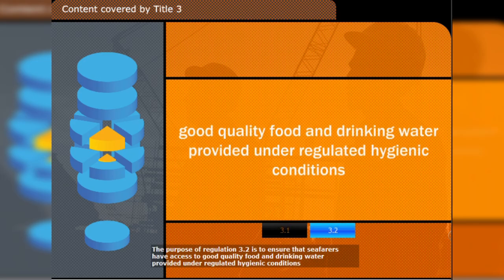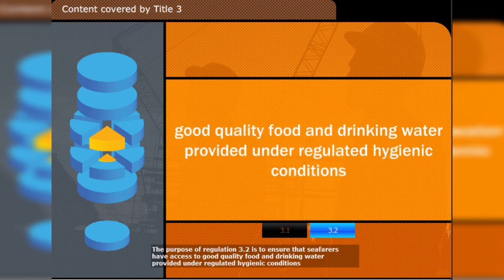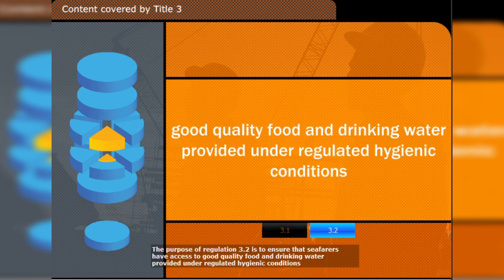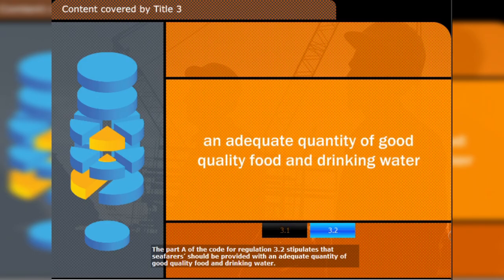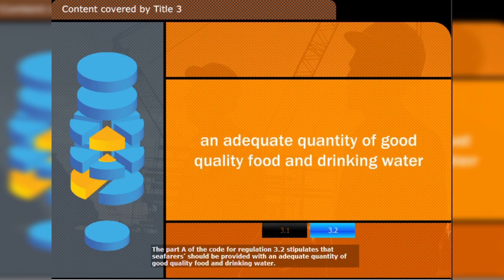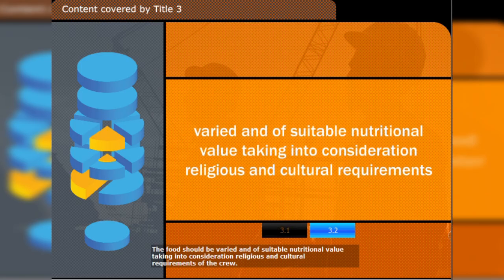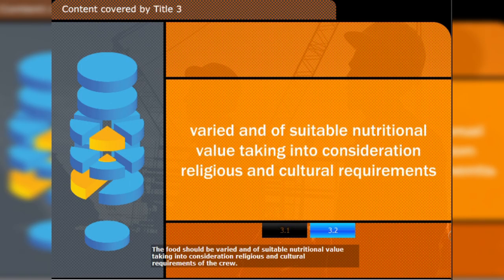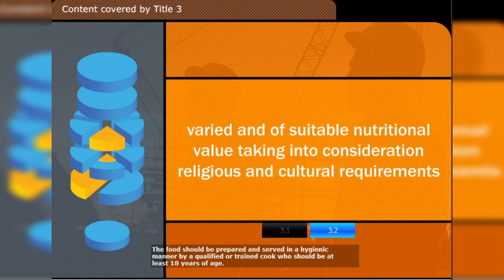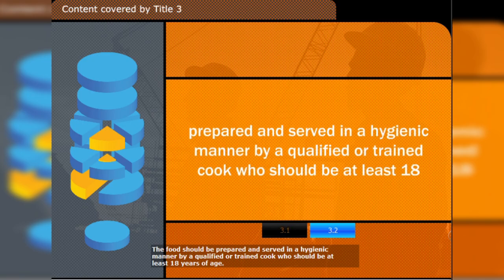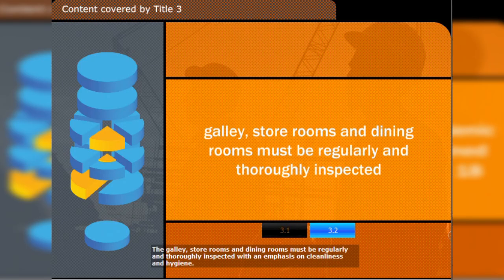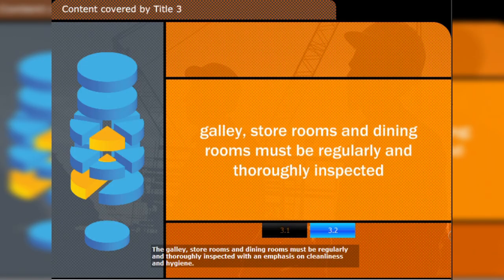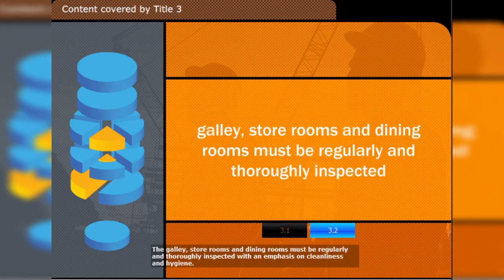The purpose of Regulation 3.2 is to ensure that seafarers have access to good quality food and drinking water provided under regulated hygienic conditions. Part A of the Code for Regulation 3.2 stipulates that seafarers should be provided with an adequate quantity of good quality food and drinking water. The food should be varied and of suitable nutritional value, taking into consideration religious and cultural requirements of the crew. The food should be prepared and served in a hygienic manner by a qualified or trained cook who should be at least 18 years of age. The galley, storerooms and dining rooms must be regularly and thoroughly inspected with an emphasis on cleanliness and hygiene.